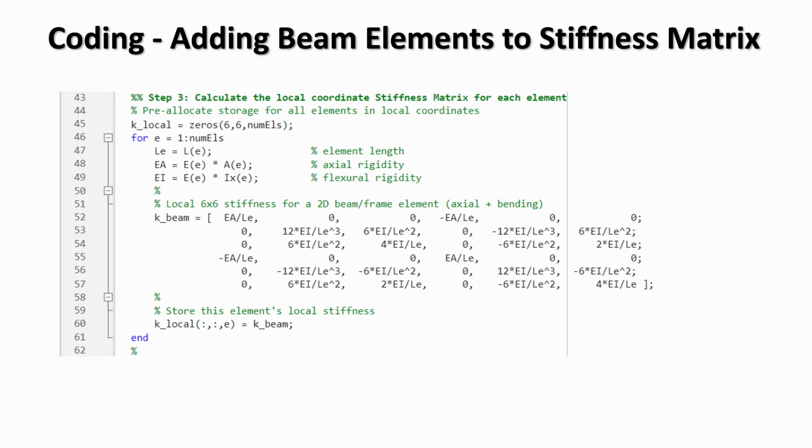It then builds the full 6 by 6 stiffness matrix for a 2D beam element in local coordinates. Finally, this is stored in the variable K local, so that each element has its own stiffness matrix saved in this 3D array. Because in this example the local and global coordinate systems coincide, the members are arranged in a straight line without rotation. No transformation is needed at this stage.